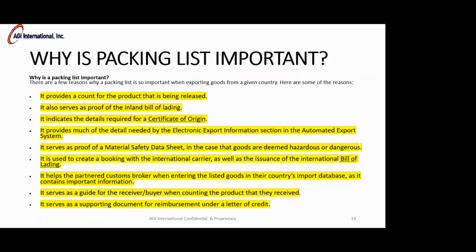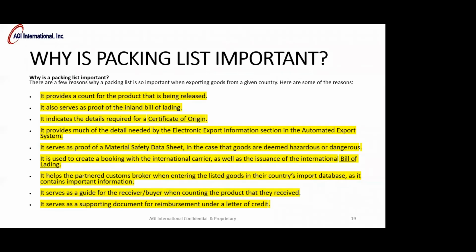And again, depending upon where your state's coming from and tariffs in relation with other countries, there are certain countries that other countries don't buy from, and therefore you would not be allowed to ship your product into that particular location. It provides much of the detail needed by electronic export information in the system. It serves as proof of material safety data because it talks about the fumigation. In the case of goods deemed hazardous or dangerous, and beyond the fact that the wood is that way, there are other products that people have on their list that says, we don't want this coming into our country. And so you need to be careful about that.